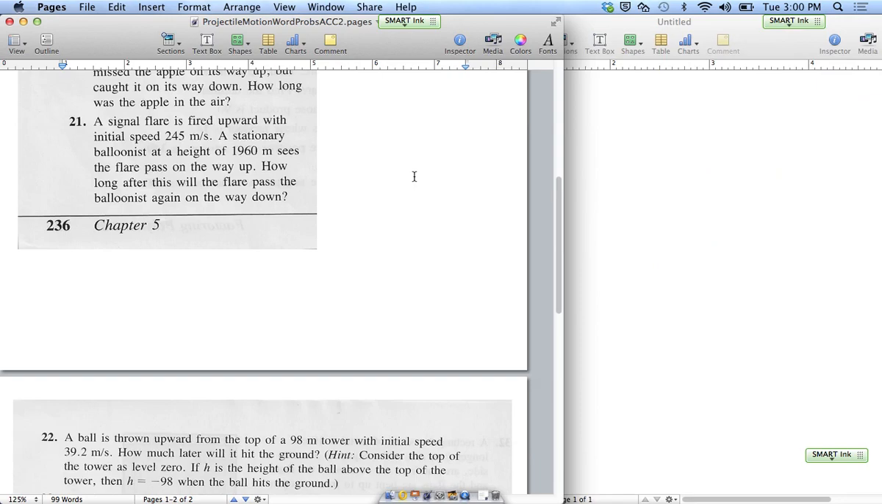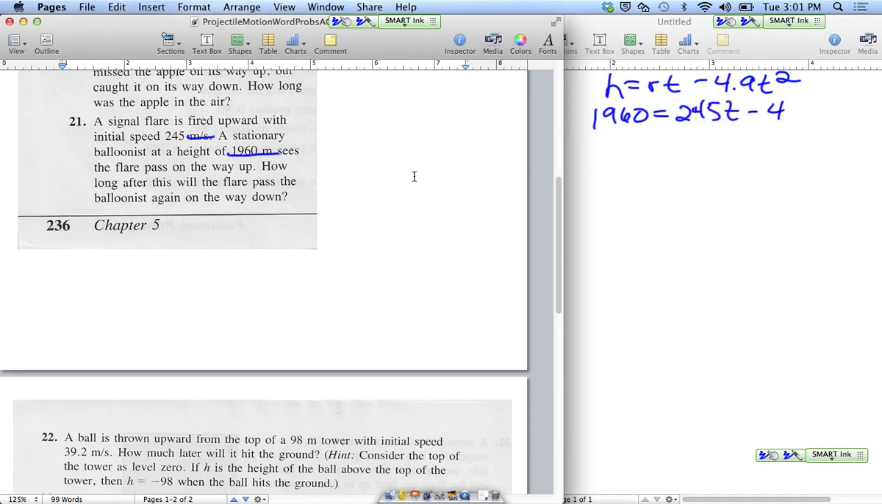Number 21 is very similar, and this is a flare fired upward in the air with an initial speed in meters per second. So your formula is the formula with the 4.9. And you've got a balloonist at a height of 1,960 meters. So the h in your equation becomes 1960, and then r gets replaced with 245. So as always, arrange this into a factorable form.